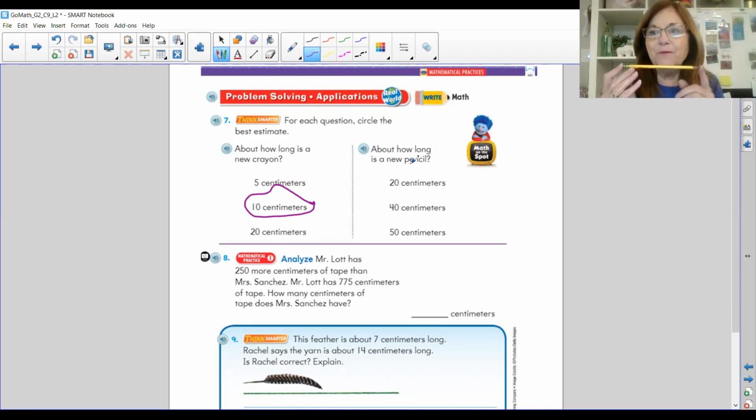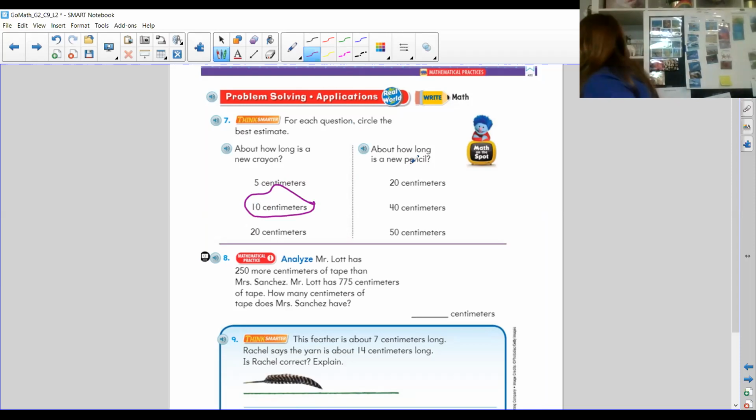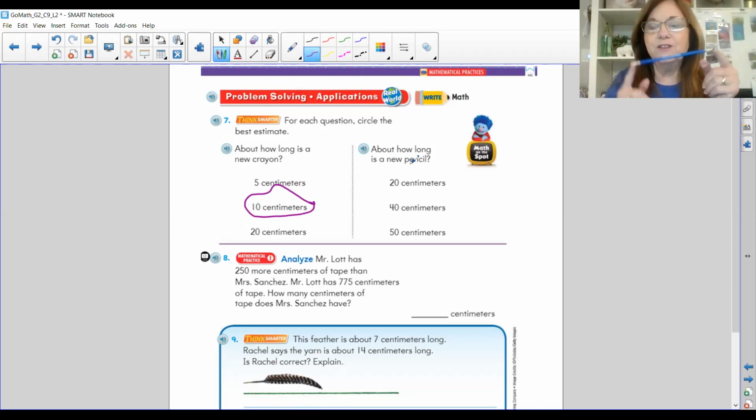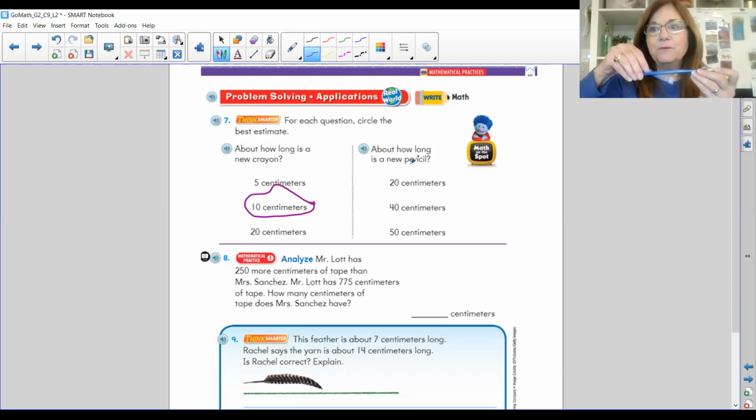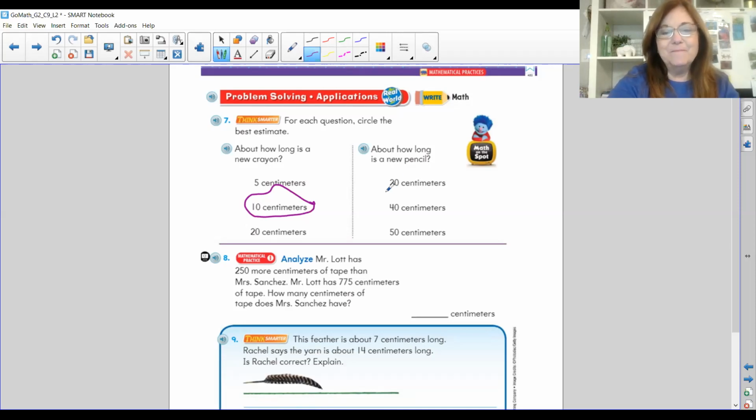Do you remember what they said about a new pencil? This one isn't really new. Oh, here's a nice new pencil. This pencil is new, and it's a lot longer than the crayon that was almost 10 centimeters. So remember what 10 plus 10 is? Yes, it is about 20. 40 centimeters or 50 centimeters would be way too big.